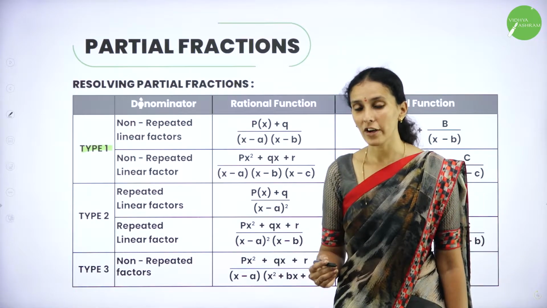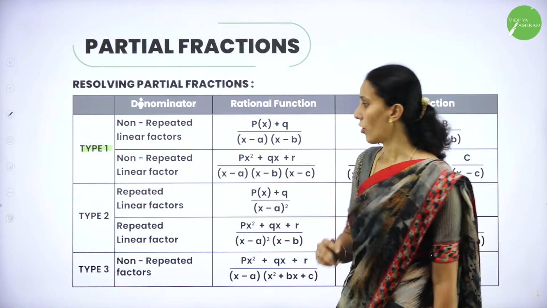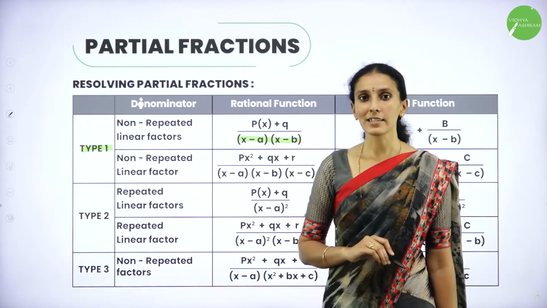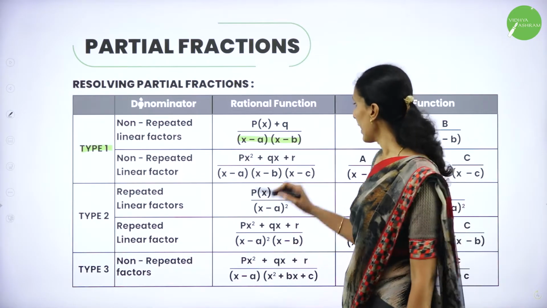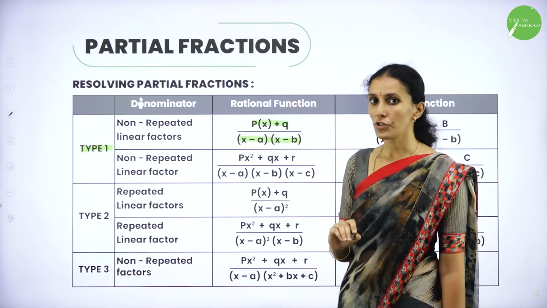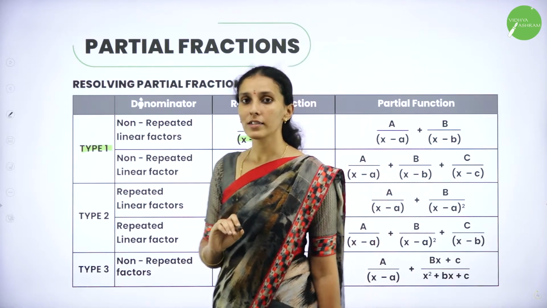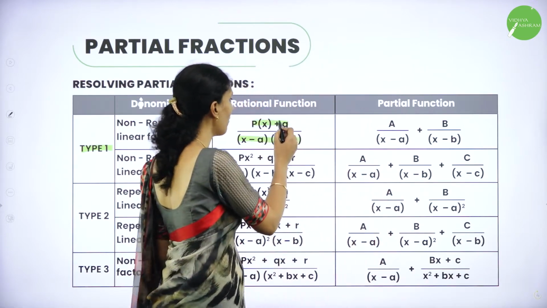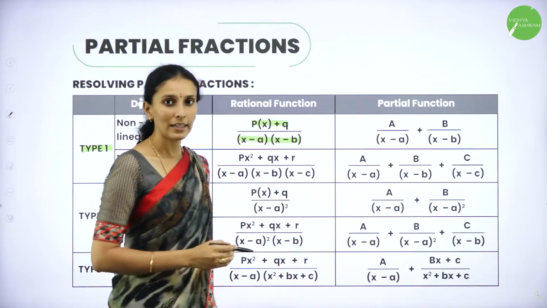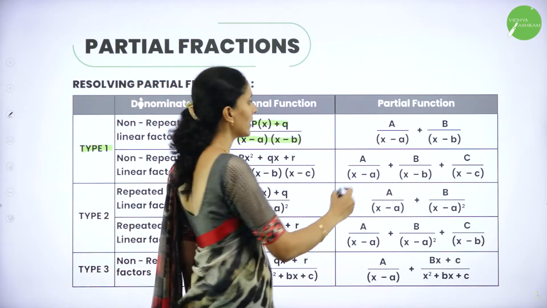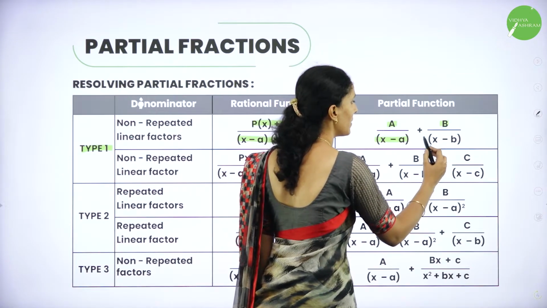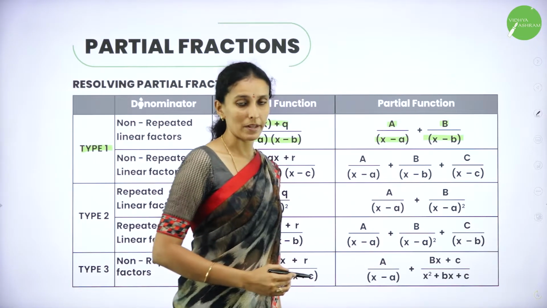Linear factors are nothing but linear polynomials. So here we have two different linear factors, that is x minus a, x minus b. Here you have a numerator polynomial which is also linear. Whenever you come across this type of f of x and g of x, then this can be written or resolved in this form, that is a divided by x minus a plus b divided by x minus b.